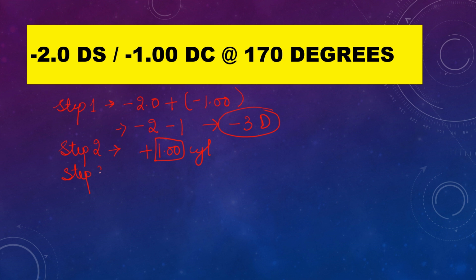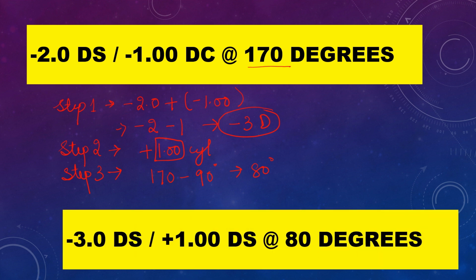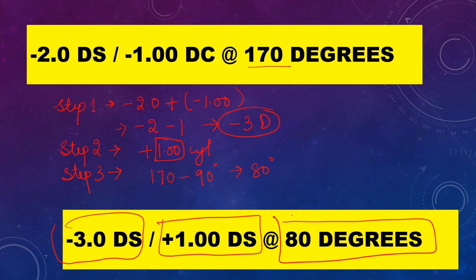Step 3 is changing the axis through 90. When the axis is more than 90, you have to subtract 90. So the new axis will be 170 minus 90 degrees, that comes to 80 degrees. What will be your new transposed prescription? The new sphere will be minus 3 diopter spherical, the new cylinder is plus 1, and the axis is 80 degrees.